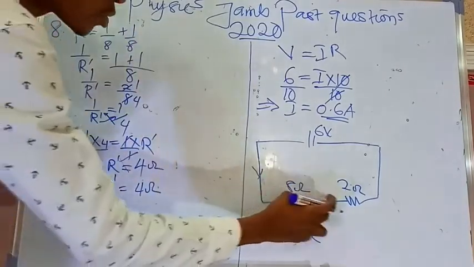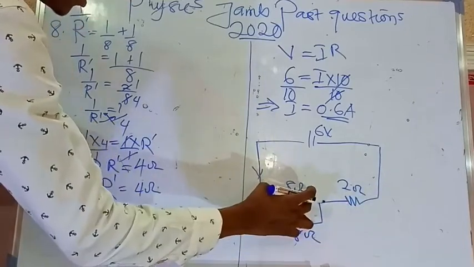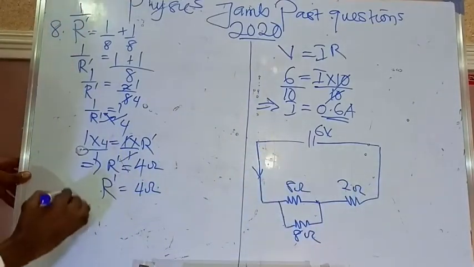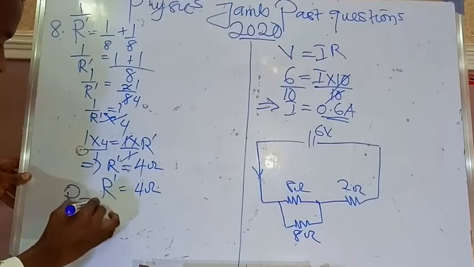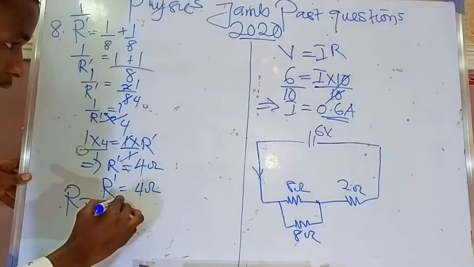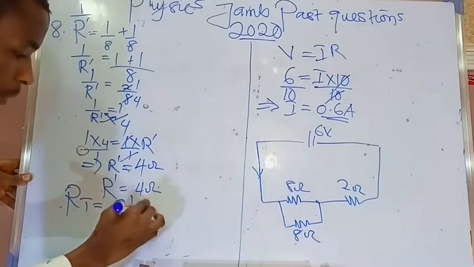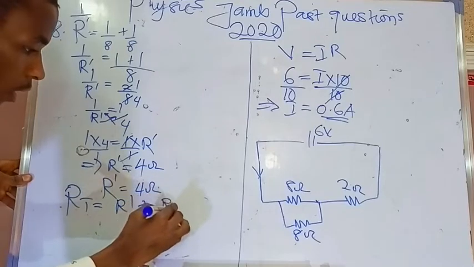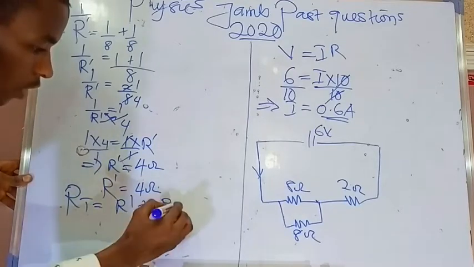And it is now in series with this one. Therefore, our R total will be equal to R prime plus that R, let's say R2.